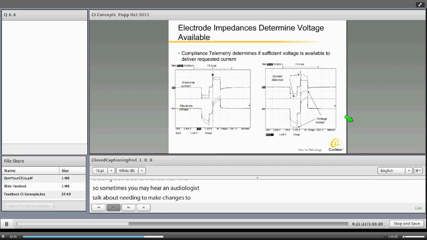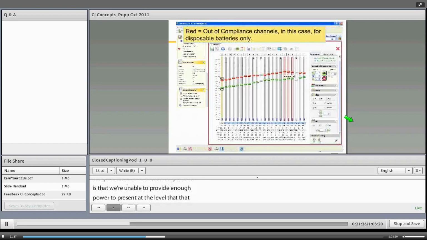Sometimes you may hear an audiologist talk about needing to make changes to the map because an electrode was out of compliance. What that really means is that we're unable to provide enough power to present at the level that that individual may need for that electrode. The way that looks in the software is that the channel bar turns red.